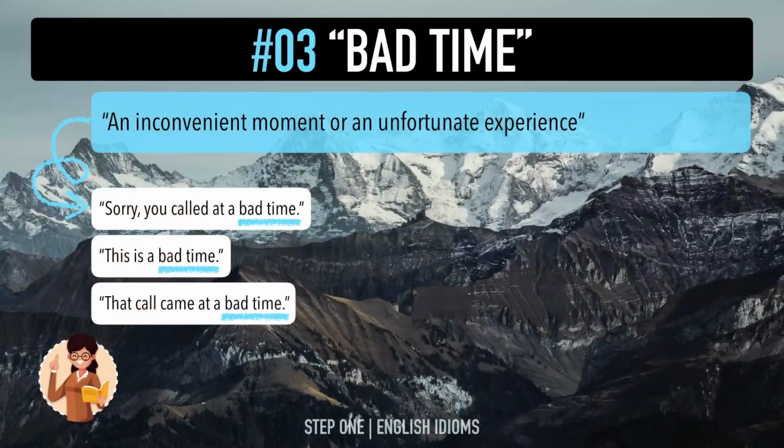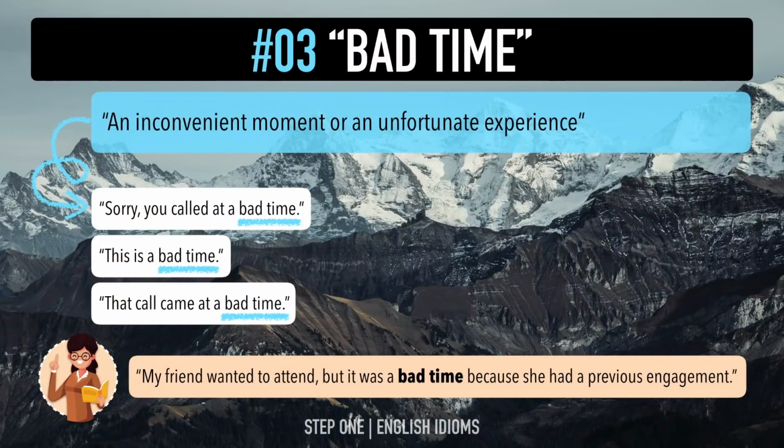So what about the event? If I'm explaining the event that we did for the Korean teachers, the dinner, and I'm on step number one, talking about the setting, how can I use the idiom bad time to talk about the event setting? Let me show you. Here's what I said. My friend wanted to attend, but it was a bad time because she had a previous engagement.